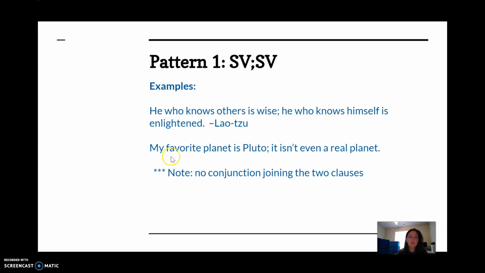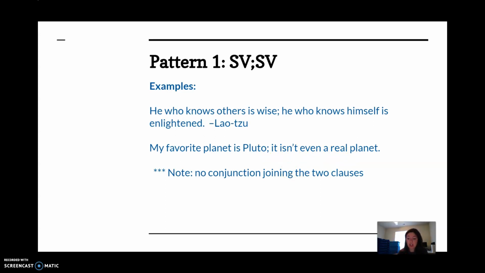Another example: my favorite planet is Pluto; it isn't even a real planet. We have our subject and a to-be verb, and with a to-be verb you always need another word behind it, but we're good. With a semicolon, you never have a conjunction joining the two clauses. So you would never write, my favorite planet is Pluto, semicolon, and it isn't even a real planet. That's a no-no.